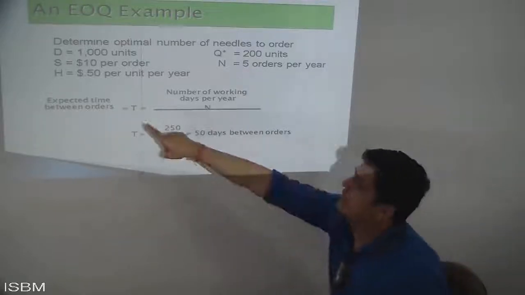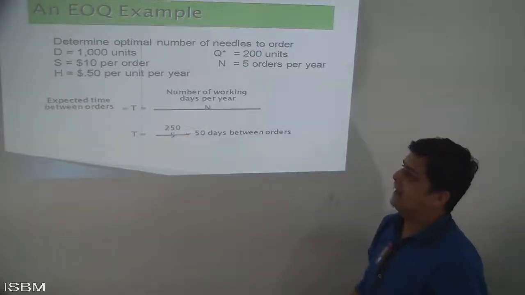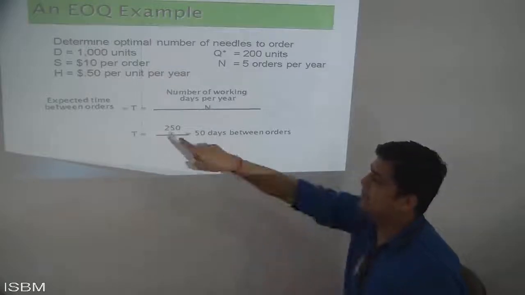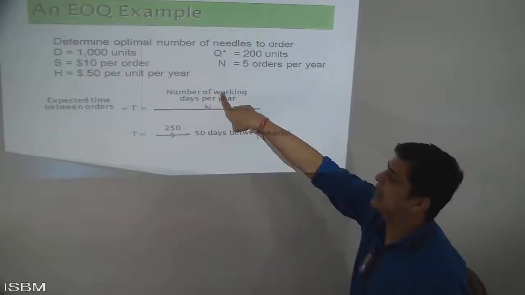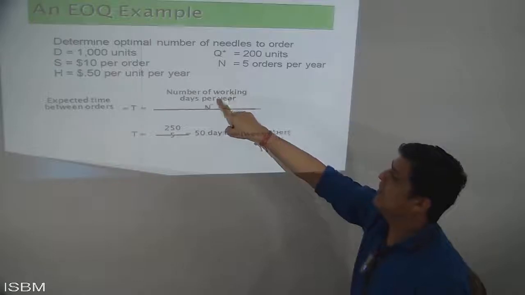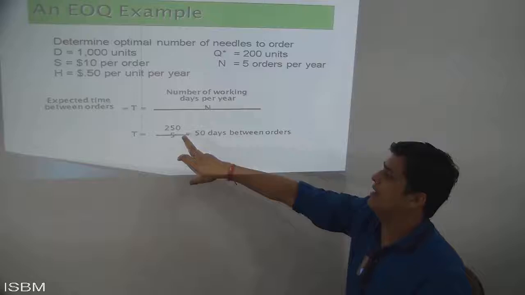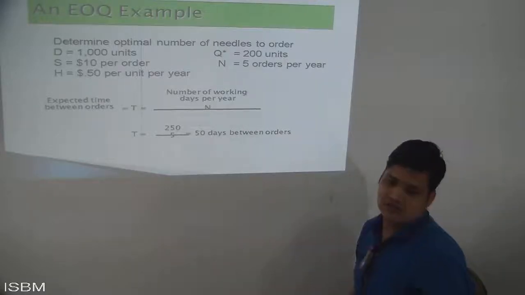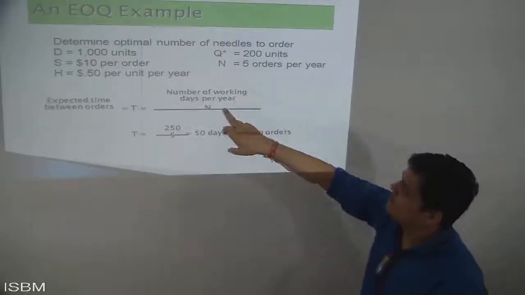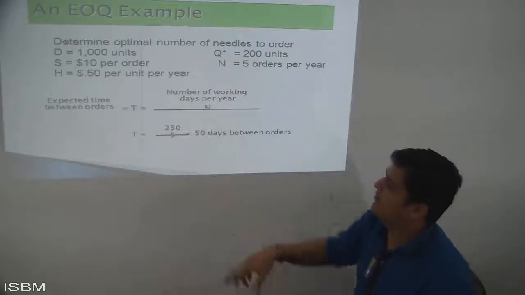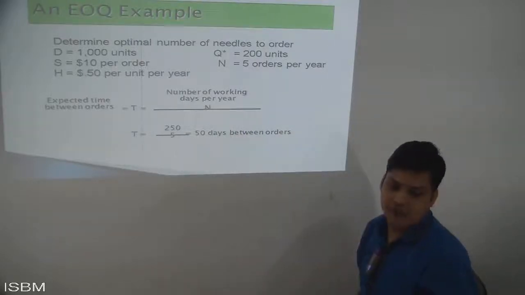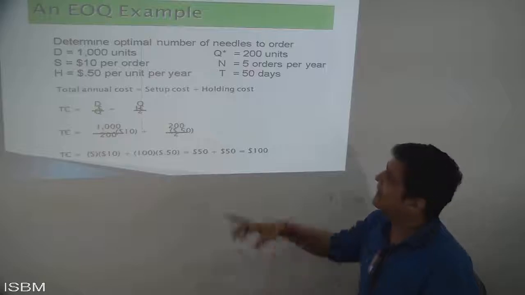From the number of orders we will get the expected time between orders. So the expected time between orders, T, is equal to the number of working days per year upon N. The number of working days is 250, upon N, so 250 by 5, which is 50 days between orders. So do remember this: number of working days per year upon N. Then you will get T.